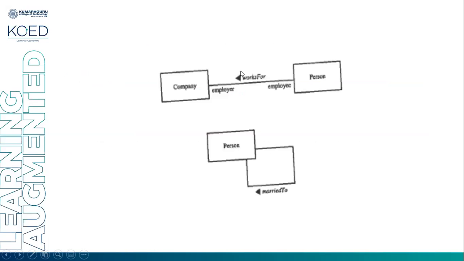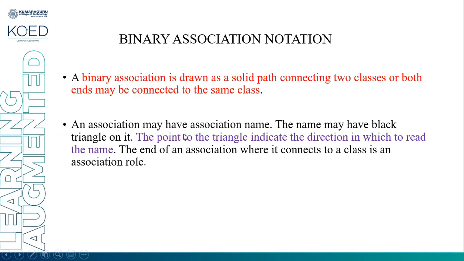Okay, the black triangle points that a person works for the company. The association name is works for. Person is a class and company is a class. Person works for the company. The point of the triangle indicates the direction in which to read the name.